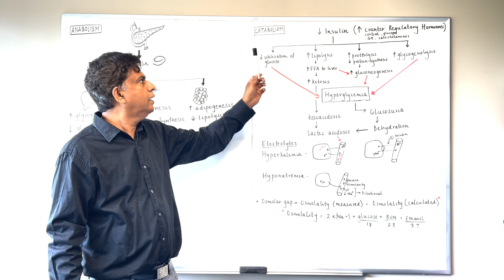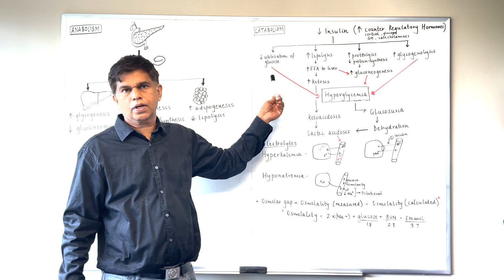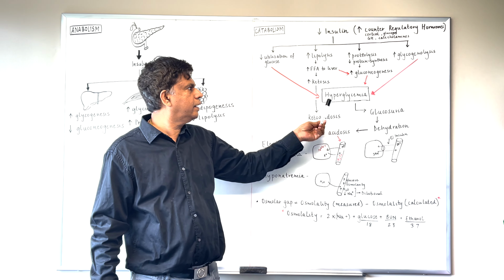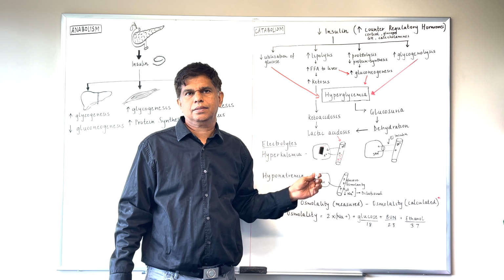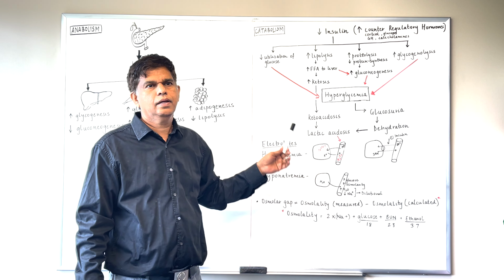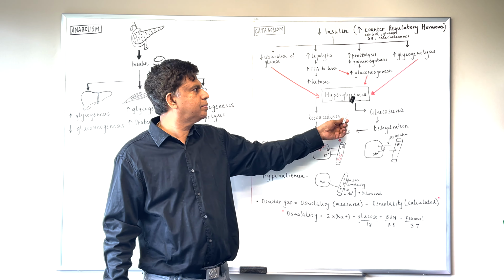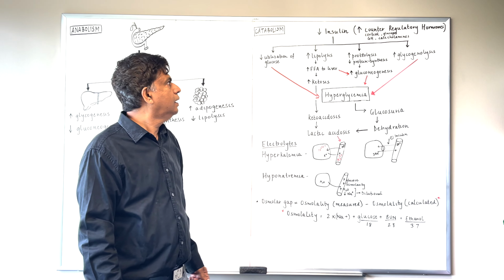When you don't have insulin, there is decreased utilization of glucose. So glucose is going to build up, and then what's going to happen? Hyperglycemia. That's very common, right? Because glucose cannot enter the cell, it stays in the blood, causing hyperglycemia, high blood sugar.